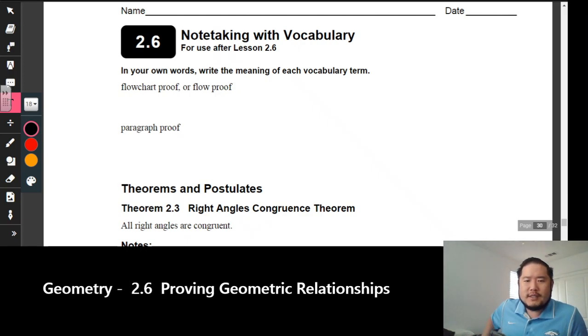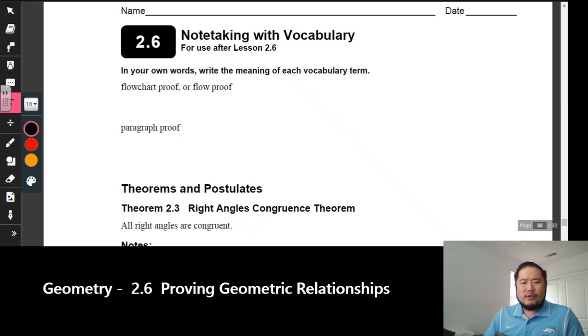Okay, in 2.6, we're going to be taking a look at proving geometric relationships. We're still going to do pretty much the same thing we did in 2.5, except this time when we prove things, we're going to try to use a flowchart to help you gather your thoughts, to maybe better understand how we could write our proofs and the order in which you should be writing your statements and reasons.